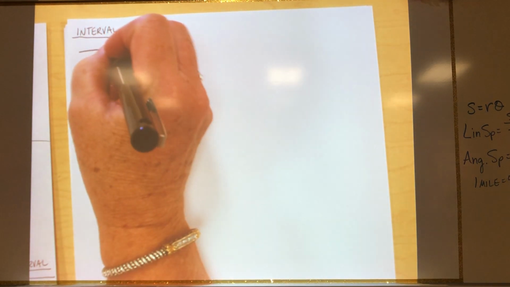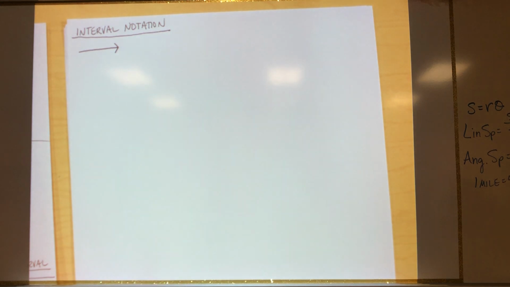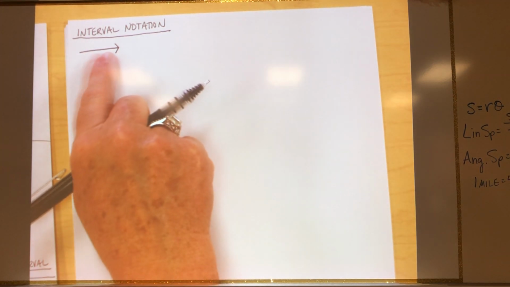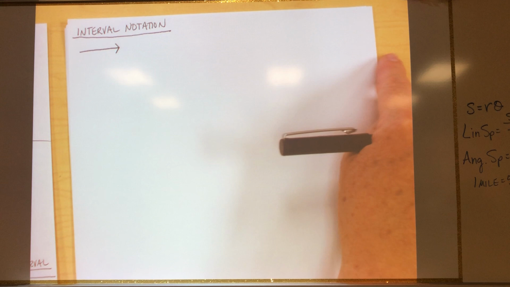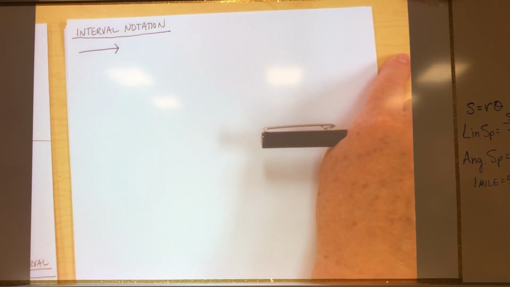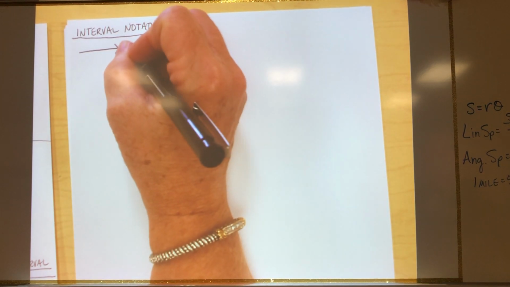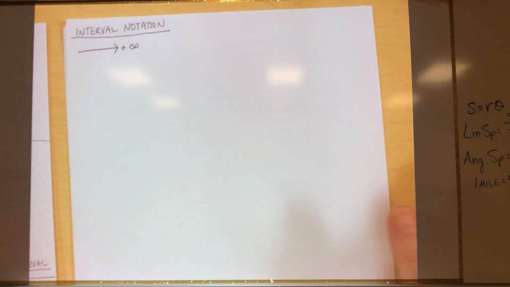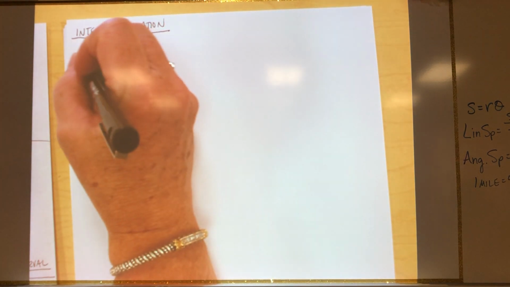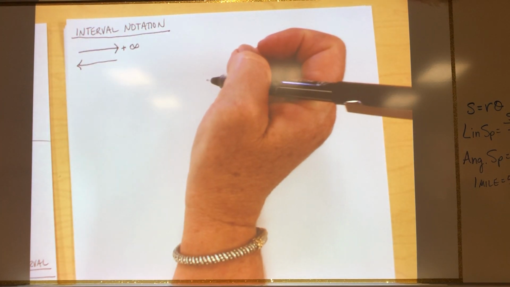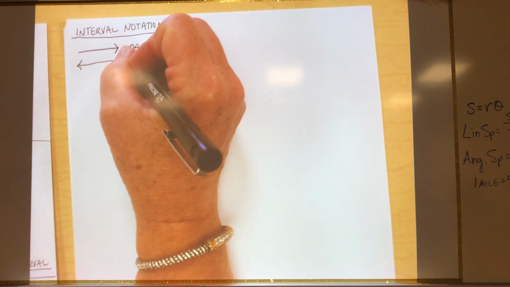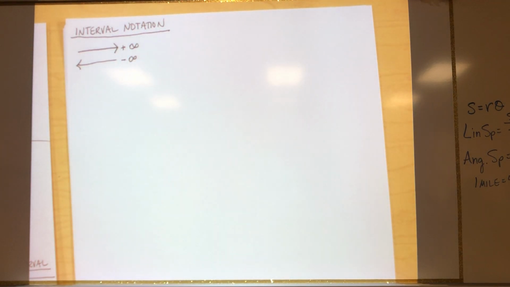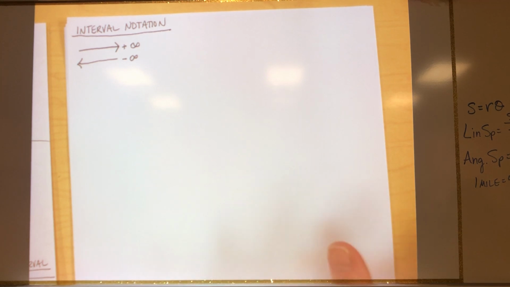If you're on a number line and you go all the way to the right, what are you going towards? Yeah. You're going towards positive infinity, or you could call it just infinity. Well, what if you were going all the way to the left? Negative infinity. Okay? Negative infinity. All right, here's a couple more symbols that we use in interval notation.